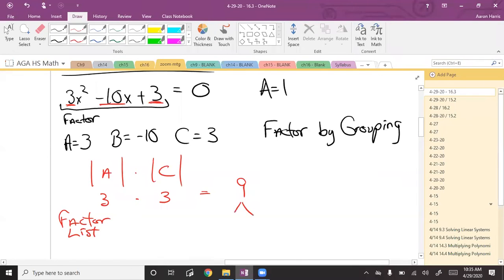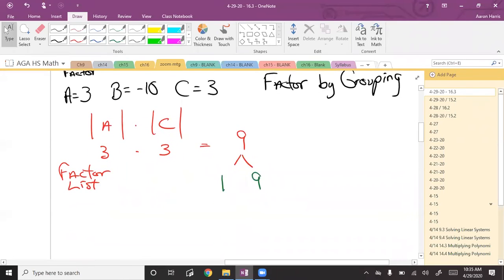I start with number 1. 1 times what gets me to 9? 9. Does 2 go into 9? No. 3 times 3. And am I done? Yes. C is what kind of number? Positive. And B is what kind of number? Negative.